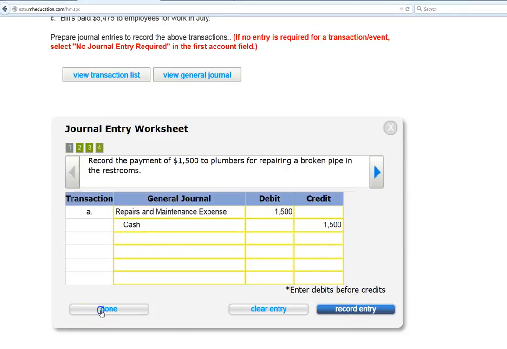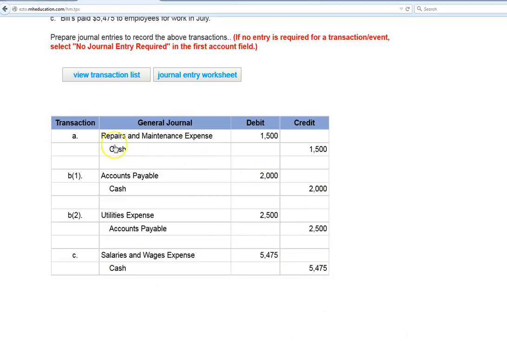Let's take a look at the journal entries in total. A and C both involve situations where we're receiving the benefit of the cost and paying the cash in the same period, in July. B1 is an example where you're now paying for something you already received the benefit of the cost in the previous period. So you're reducing your liability and paying out the money that you owe.